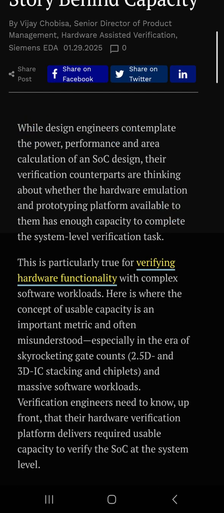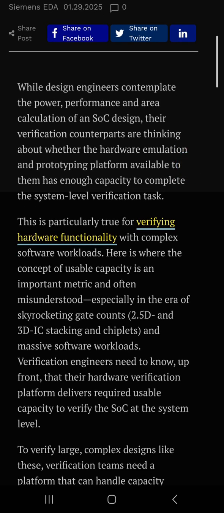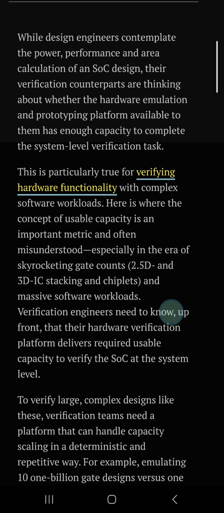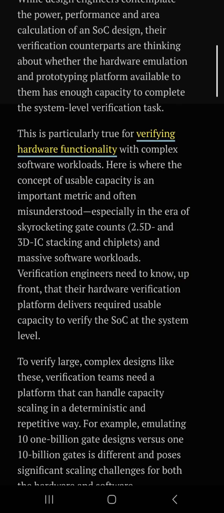The wider design engineers contemplate the power, performance, and area calculation of an SoC design. Their verification counterparts are thinking about whether the hardware emulation and prototyping platform available to them has enough capacity to complete the system-level verification task. This is particularly true for verifying the hardware functionality with complex software workloads.